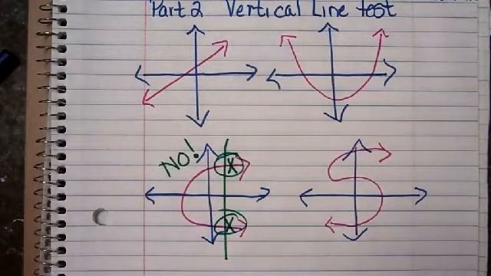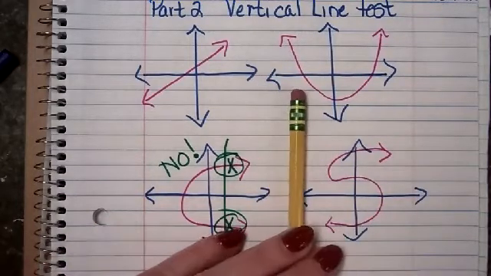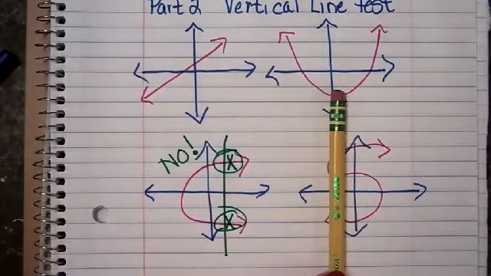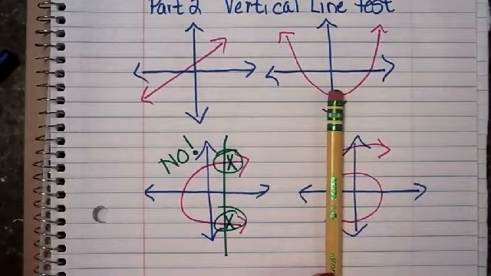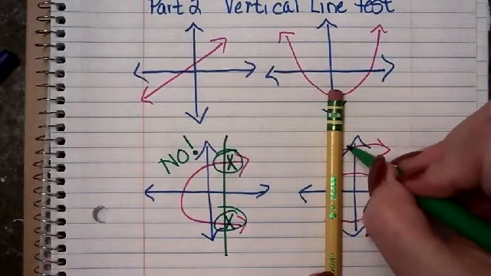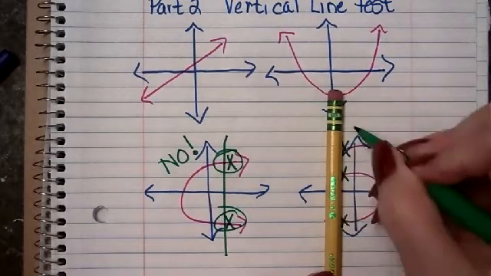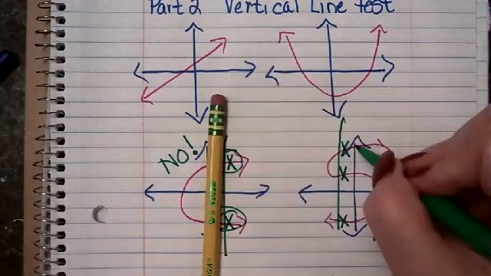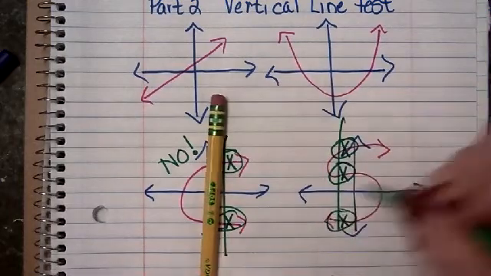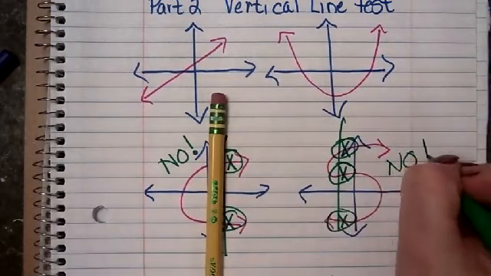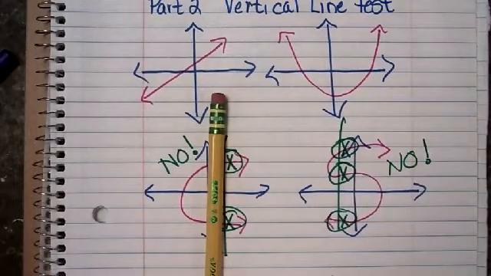Okay, now let's get back up here. Let me do this one right here. Rolling my vertical line across, look right there. It fails because there's 1, 2, 3 spots that it touches. That's more than one, isn't it? So that's a no. It is not a function. It's a relation, but not a function.